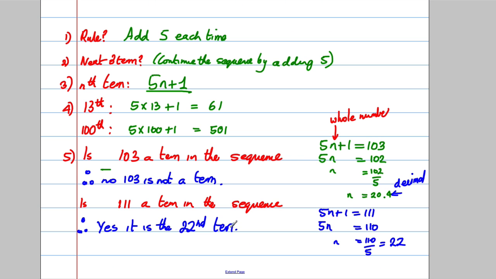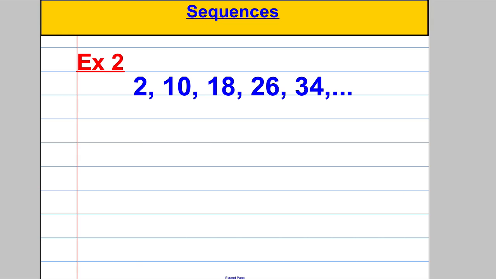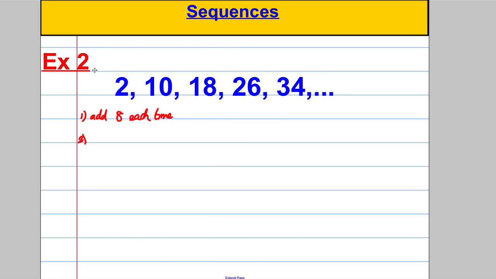Right, let's do another one. Here's another sequence. So, firstly, what's the rule? Well, the rule is add 8 each time. What are the next, let's say, 2 terms? Well, if you add 8 on here, you would get yourself to 42, and you add another 8 on here, it would be equal to 50. Okay, so therefore they're the next 2 terms, so 42 and 50.